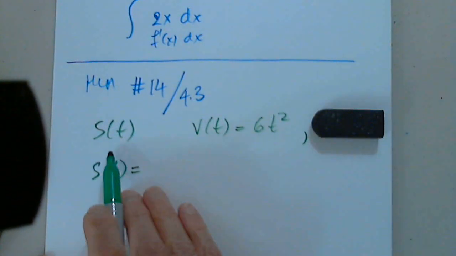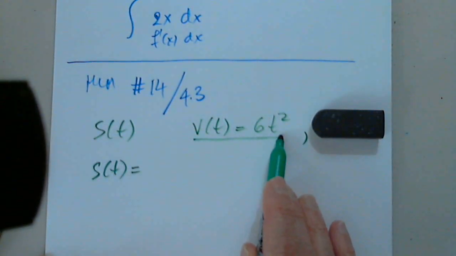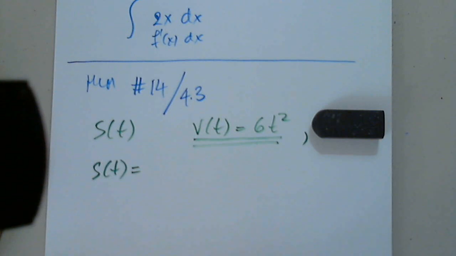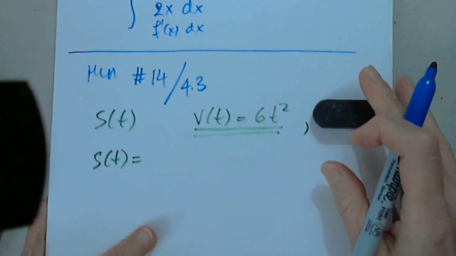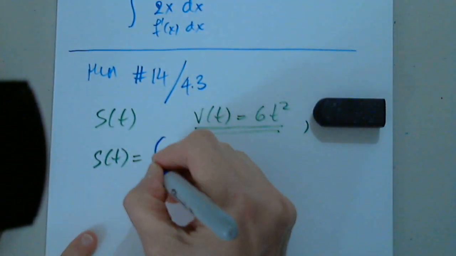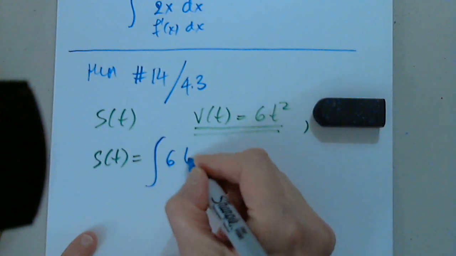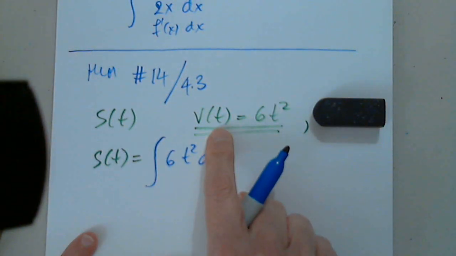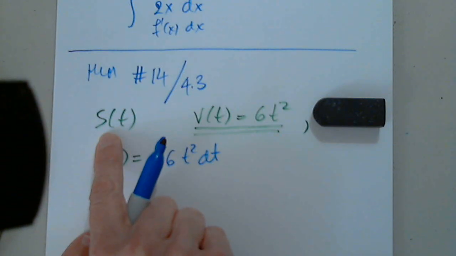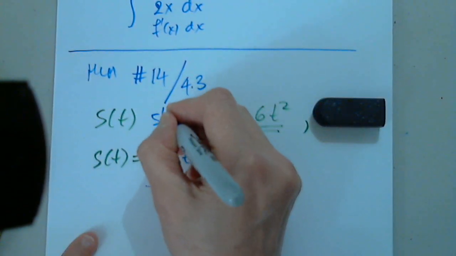How do I find this given this? Any suggestions? Add 1 to the exponent and then divide by that number. Perfect. So I will write the indefinite integral from 6t squared dt. Because this is s prime, that's what this is, s prime of t.